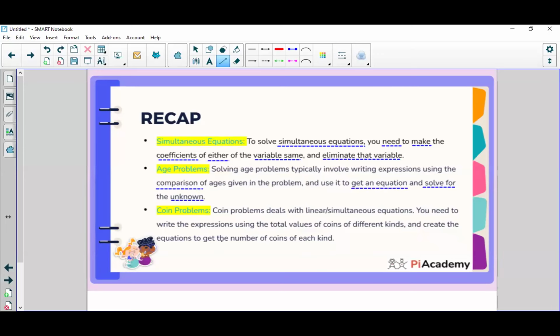Coin problems: you are given different types of coins, like x number of 10p coins, y number of 20p coins, something like that. After that, you have to make a linear or simultaneous equation.